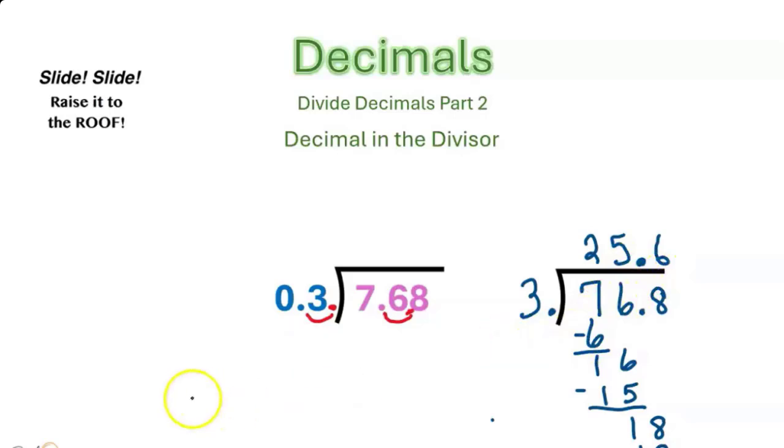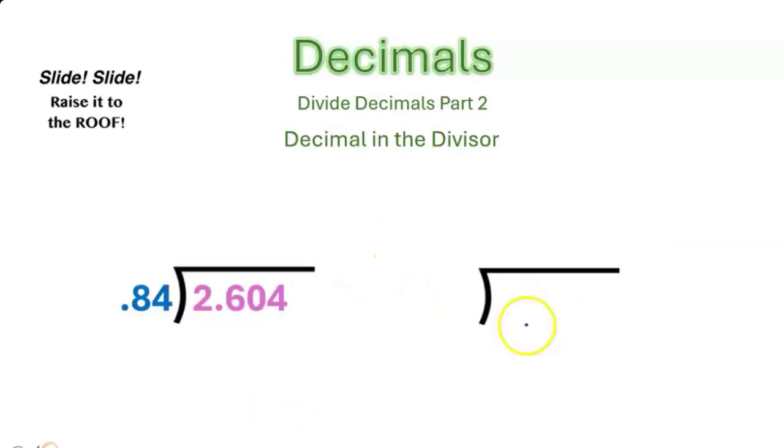So we can rewrite this problem as 7.68 divided by 0.3 equals 25.6. That's the way you divide when there's a decimal in the divisor. So let's take a look at another one. I already made another one so I can rewrite it.